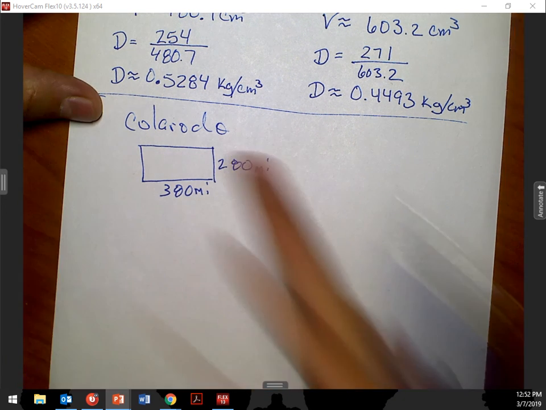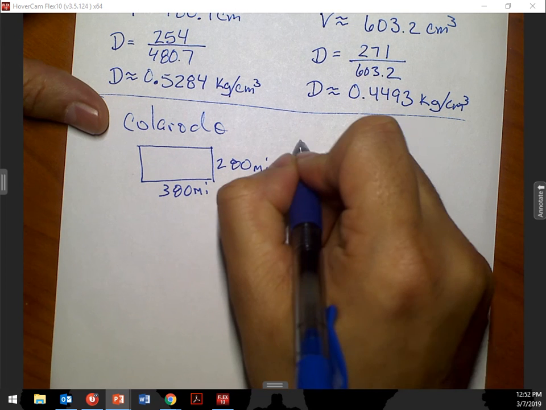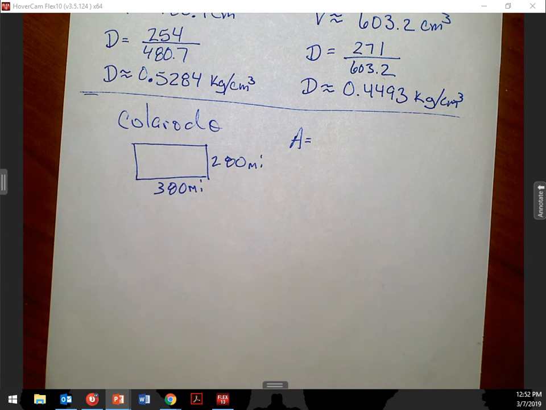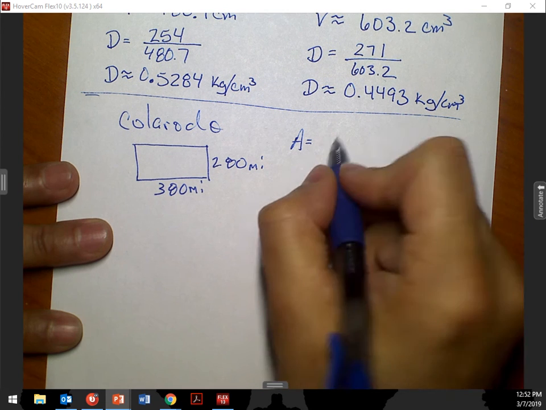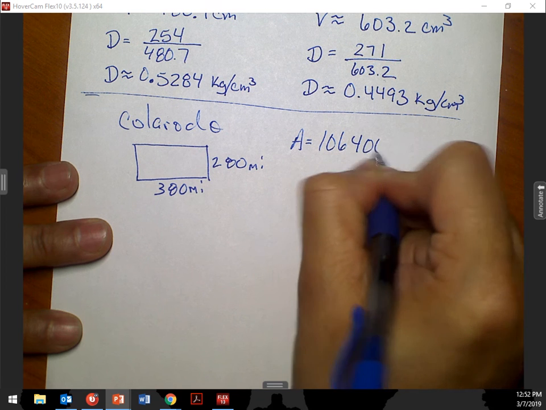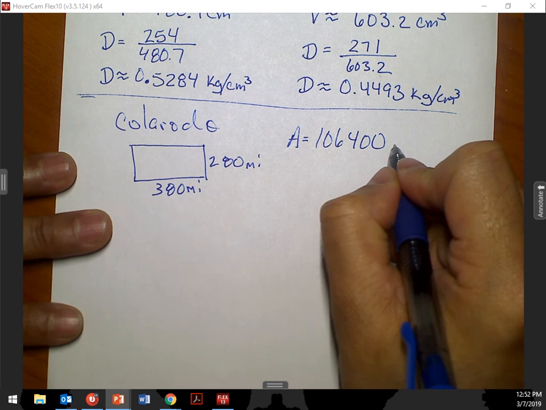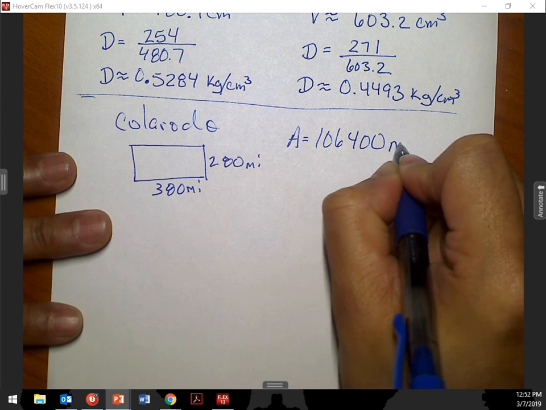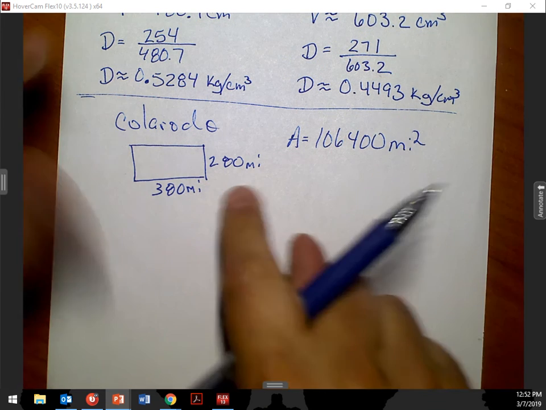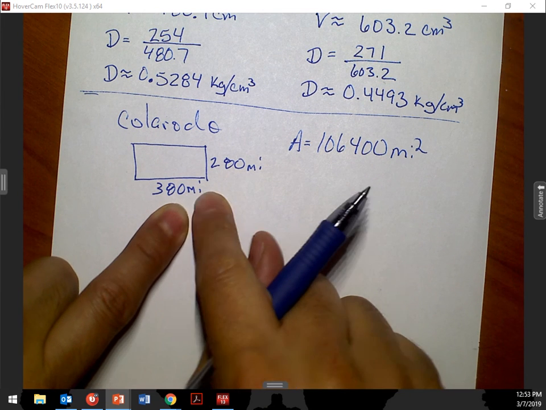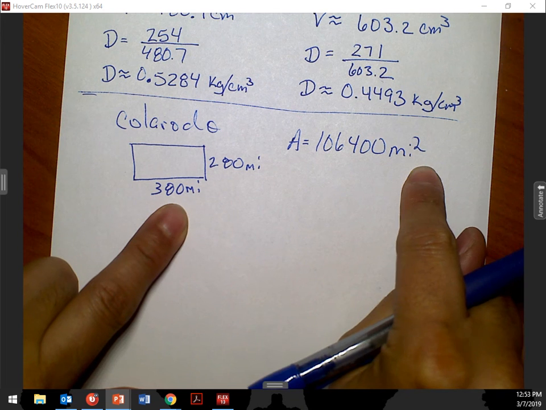Multiply these two, length times width, base times height. That's 280 times 380, which gives 106,400. What are my units? Miles. Since it's an area, it's going to be miles squared. Square miles.